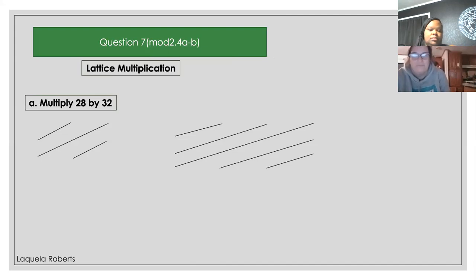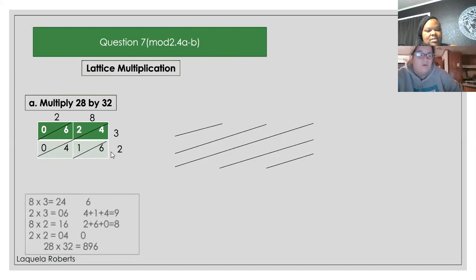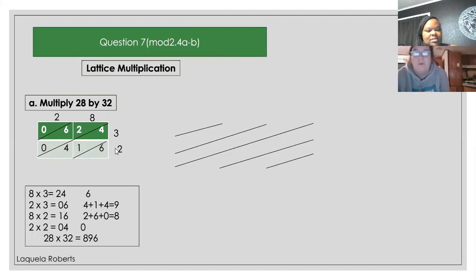Okay. We're going to do some lattice multiplication. Yay. So we have multiplied 28 by 32. Our little box is going to come up, and we're going to put a 2 in one column and an 8 in the other. Then we're going to go down the side, and we're going to do a 3 and a 2. They like to pop up on their own. They have free spirits. Okay, so then we're going to get to multiplying.